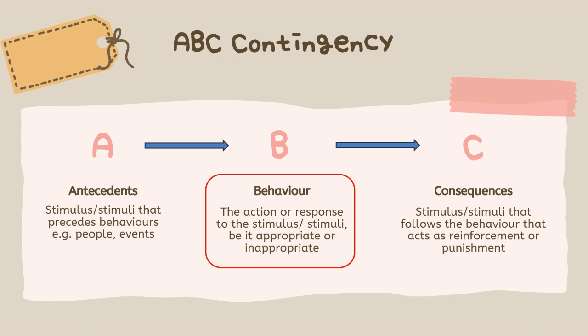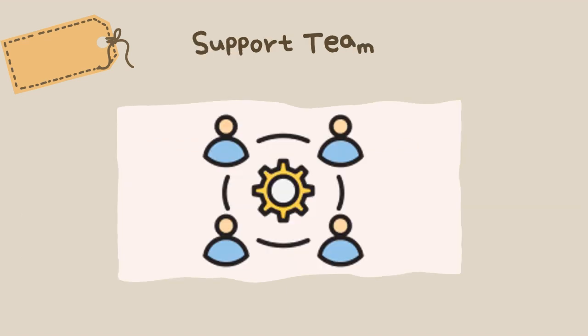FBA is an essential component to positive behavior support. The purpose of FBA is to identify the function behind the behavior. To carry out FBA, having a support team is essential. The team can include teachers, parents, SEN officer, and sometimes counselor. This is to ensure that everyone in the team has the same vested interest.